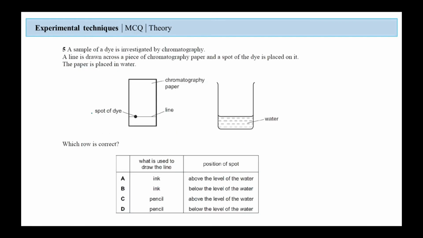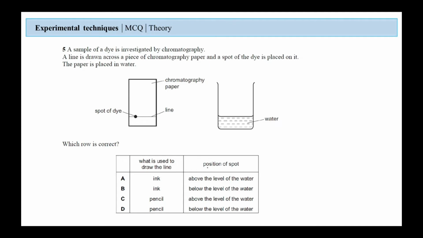On question 5, we have a sample of dye investigated by chromatography. A line is drawn across a piece of chromatography paper and the spot of the dye is placed on it. The paper is placed in water. So we have our chromatography paper, we draw a line here and we put a spot of dye. After that, we place our chromatography paper in water. The question here is, which row is correct? What is used to draw the line? In the course, we said that we use a pencil to draw the line, which means that the right answer here will be either C or D.